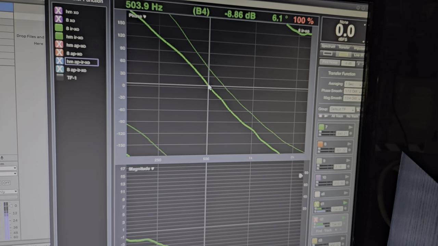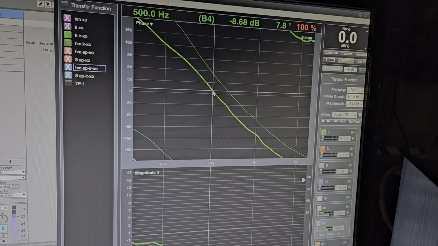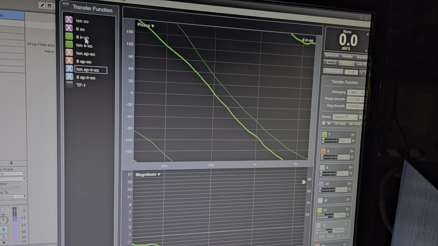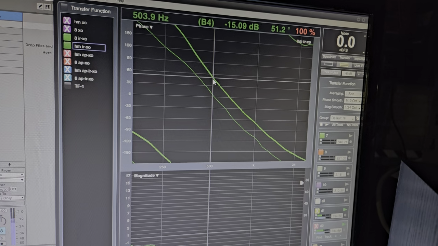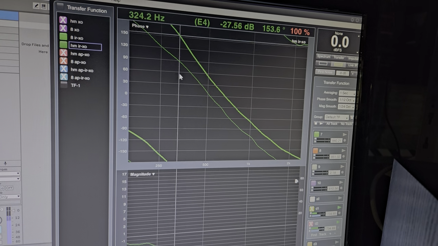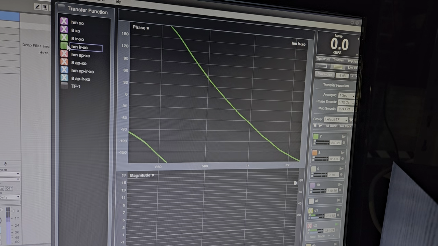With the impulse response, the spread was about 40 degrees. So here it's 7 or 8 degrees in phase, and here it's about 52. So yeah, roughly 40 degrees or so of spread.